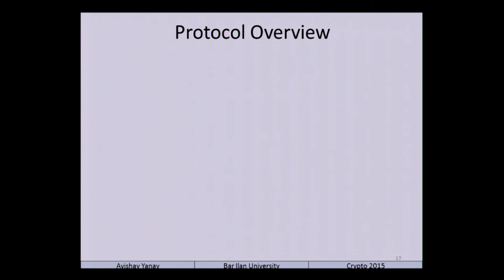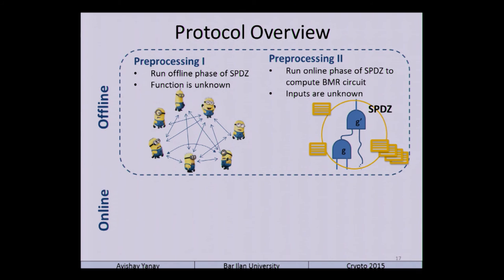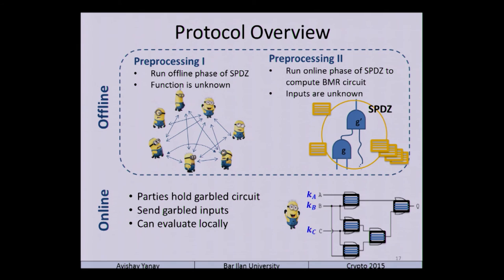This is a protocol overview of the new protocol. We have two phases, as before, offline and online. And our offline phase contains two stages. In the first stage, the parties don't necessarily know the function that they are willing to compute, and they only run the offline phase of the SPDZ protocol. In the second stage of the offline, the parties do know the function, but not necessarily the inputs to the functionality, and they compute the online phase of SPDZ in order to generate the garbled circuit of our function. And in the online phase, as before, the parties only have to exchange the keys for the circuit input wires, and then they can evaluate the circuit on their own without further interaction.